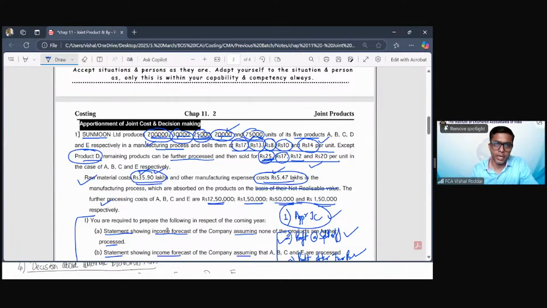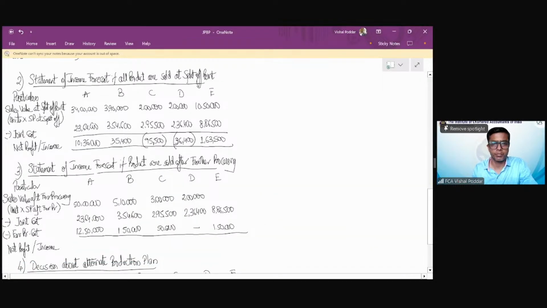D cannot be further processed. It means it will remain at split off only. So you will be selling it at split off only. So for D, the selling price would obviously be of the split off point itself. So the sales value of D remains same because D cannot be further processed. And last, 75,000 into 20. Is it 15? Correct.